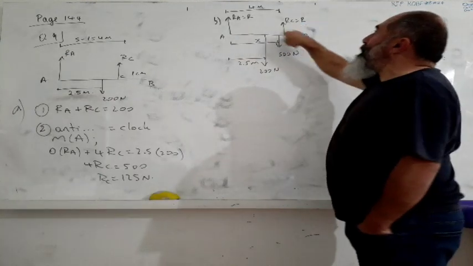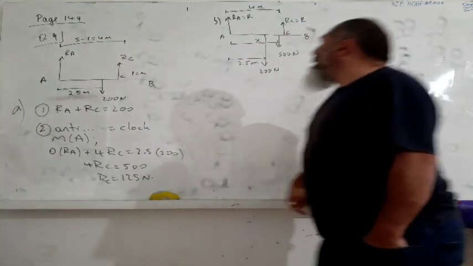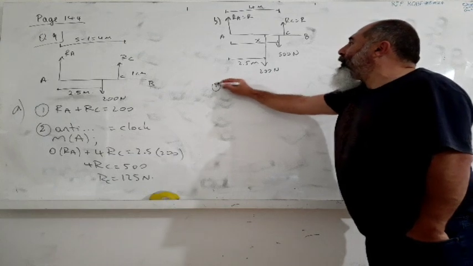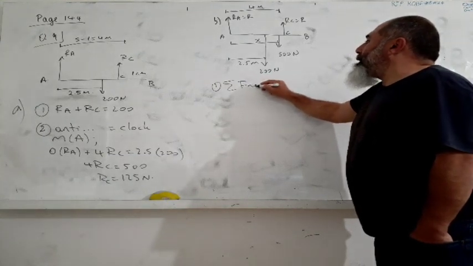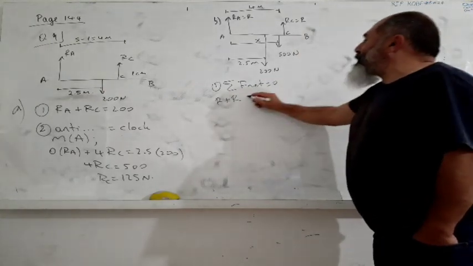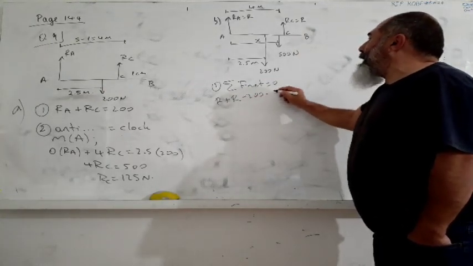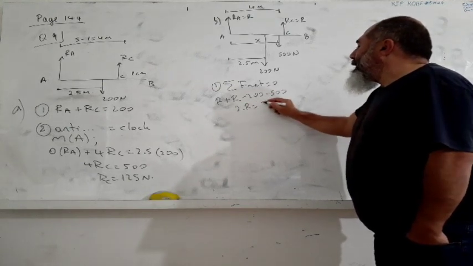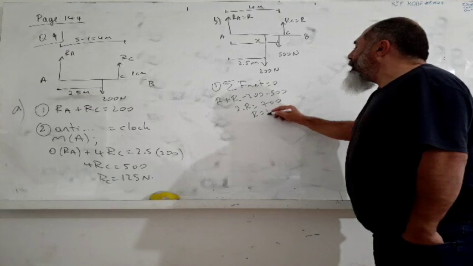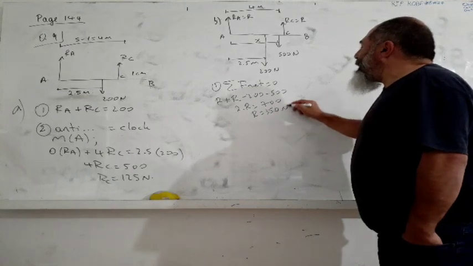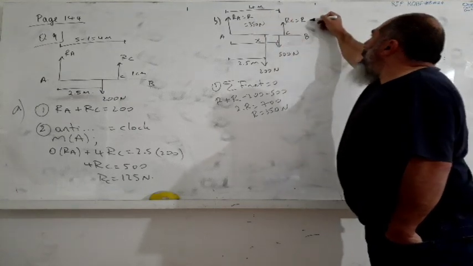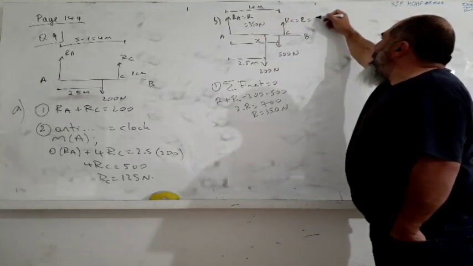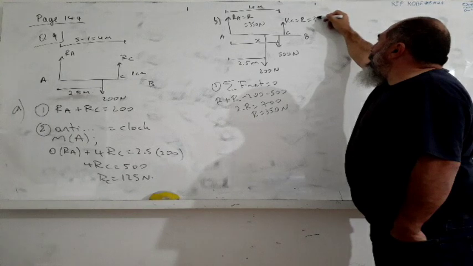Now apply the rules. F net must be 0. Upward forces are R and R. Downward forces are 200 and 500. So 2R is equal to 700. R is equal to 350 newtons. Both the reaction at A and the reaction at C are equal to each other and they are both 350 newtons.